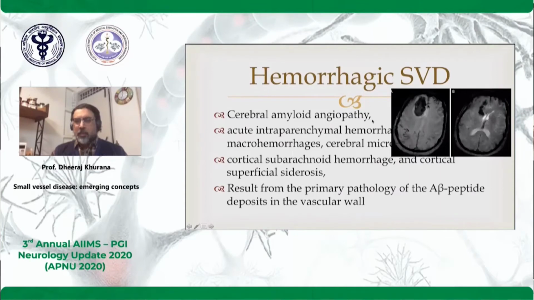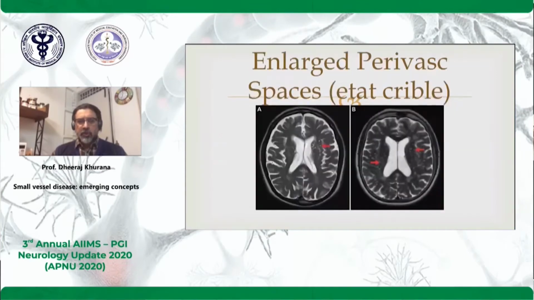The primary pathology we all know is the deposition of A beta amyloid in the vascular wall, leading to damage to the vascular wall. Now, the perivascular spaces, or the Virchow-Robin spaces, are also very important. Even I used to consider these to be benign. But now we know that these contribute to morbidity due to small vessel disease.